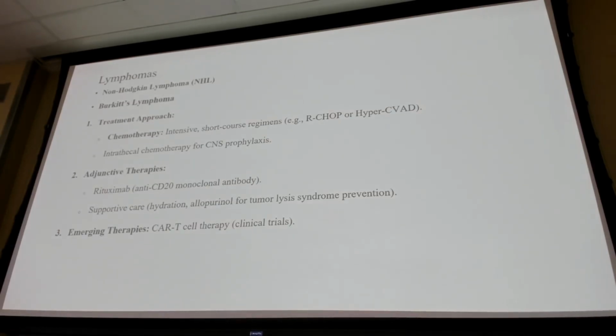Treatment: some shorter, intensive chemo, and more, including monoclonal antibody therapy. Supportive care: hydration and allopurinol. And we'll talk about tumor lysis later, but what is it that allopurinol is targeting? Uric acid.